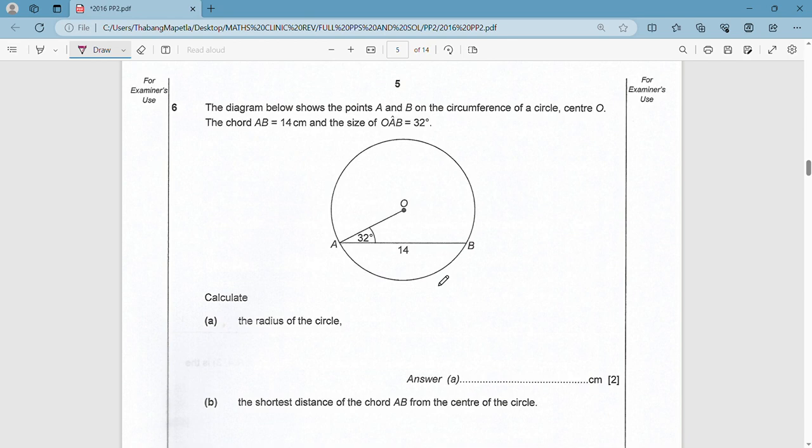So the chord AB is equal to 14 centimeters and the size of angle OAB is equal to 32 degrees. It says calculate the radius of the circle. The radius of the circle, we can use SOHCAHTOA for it. If we partition that, then this side you're going to have a 7 and then the unknown and the 90 degrees. So we are looking for the radius.